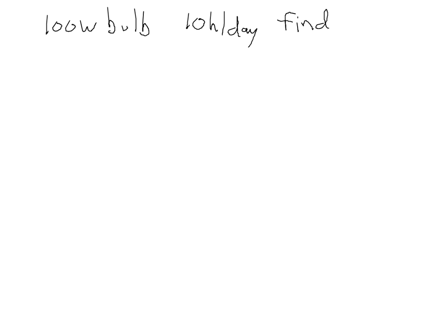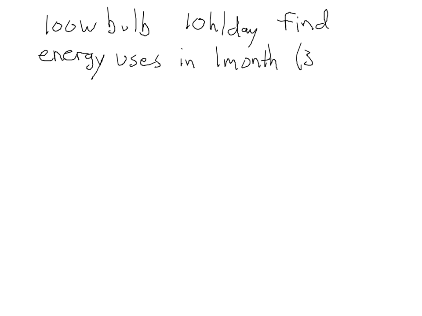Let's figure out, so if we have a 100 watt light bulb, and it's on for 10 hours a day, okay, then let's find the energy that it uses in 1 month, or 30 days.